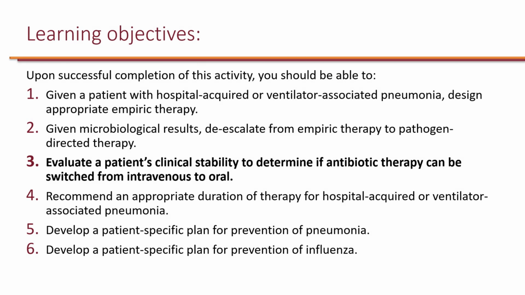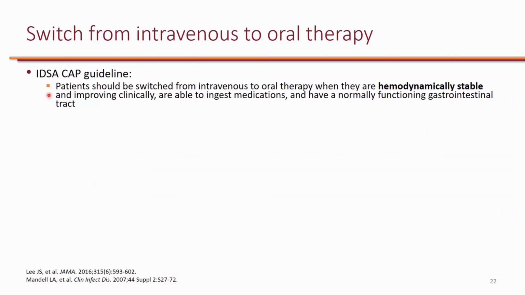We designed appropriate empiric therapy for HAP and VAP, and we de-escalated from empiric therapy to pathogen-directed therapy. Now let's evaluate a patient's clinical stability to determine if antibiotic therapy can be switched from IV to PO. Now, IDSA guidelines for community-acquired pneumonia give us some guidance for switching patients from IV to PO. Now, keep in mind that community-acquired pneumonia can be treated as outpatient in moderate or less severe patients, whereas in hospitalized patients, the patient will receive IV antibiotics.